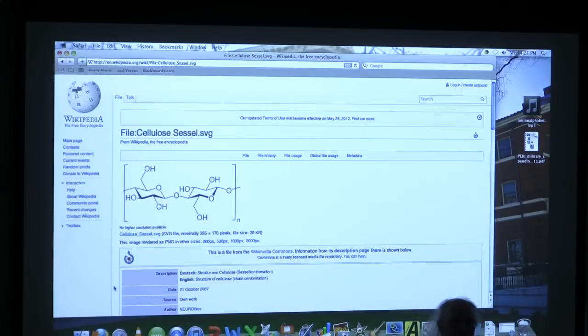They both have 1,4 linkages. In the case of amylose, the linkage is alpha 1,4. In the case of cellulose, the linkage is beta 1,4. Now, that very slight difference has a very big impact. We, being human beings, cannot break down cellulose. We don't have any enzyme that will do it.